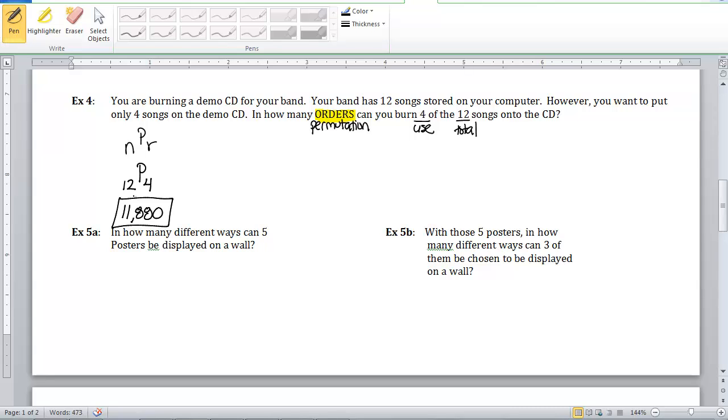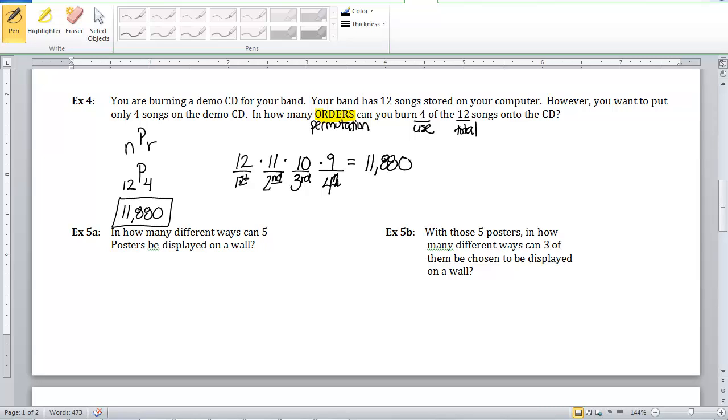Now you could have also done this with your basic counting principle. Again, if there were 4 songs I wanted to burn, when I choose the first song, I still have 12 songs I can burn. When I burn the second song, I'm not going to want to use the one that we just burned, so I only have 11 to choose from. Then when I burn the third, I only have 10 to choose from. And the fourth, I only have 9 to choose from. If you were to multiply 12 times 11 times 10 times 9, you'll also get that 11,880. Again, you can do this either way.